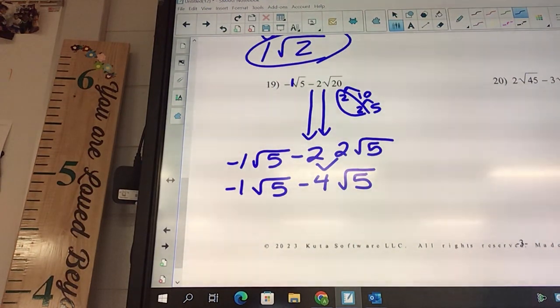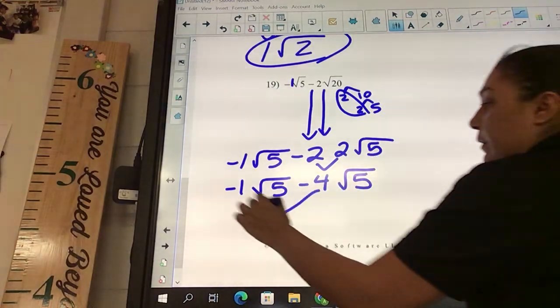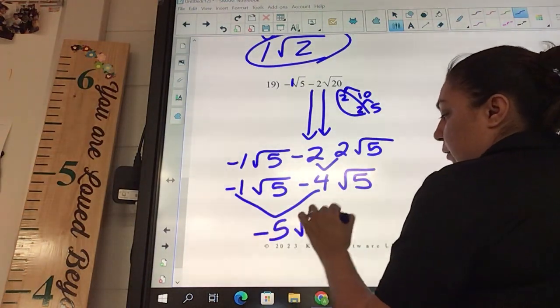Are they the same on the inside? Yes, so we can combine the outside. So you're going to get -5 square root of 5.